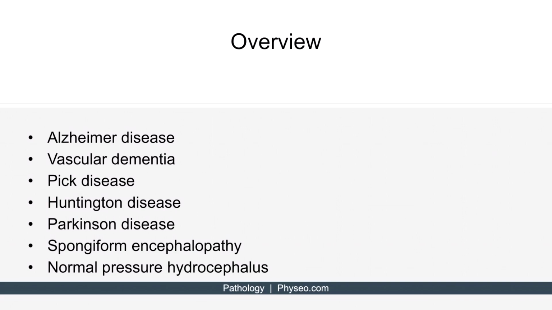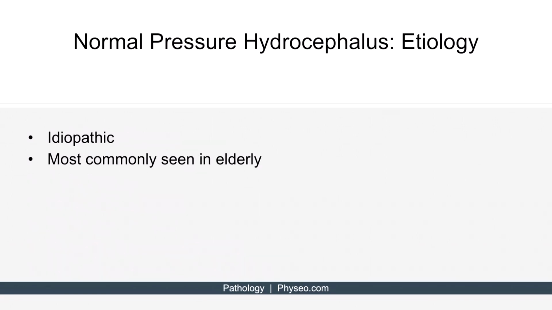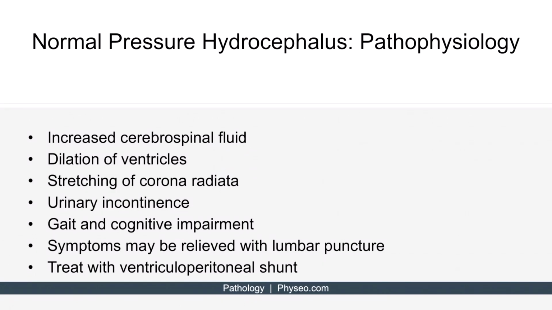All right, let's finish up by discussing normal pressure hydrocephalus. The cause of this disorder is idiopathic, but it's most commonly seen in the elderly. The pathophysiology is related to an increase in cerebrospinal fluid. This results in dilation of the ventricles, which stretches the corona radiata. This leads to the classic triad of symptoms known as wet, wacky, and wobbly. Wet refers to urinary incontinence, wacky refers to cognitive impairment, and wobbly refers to gait impairment.